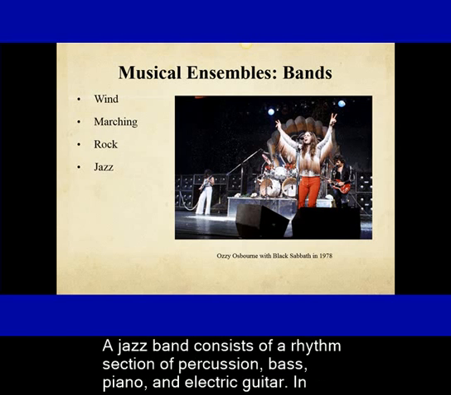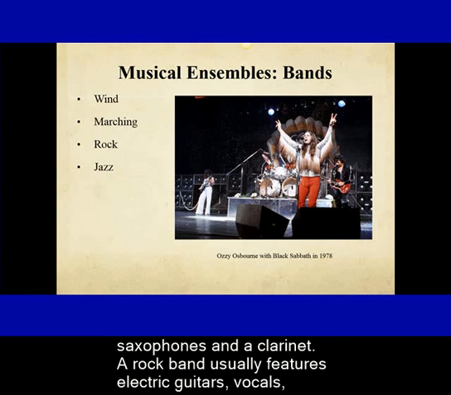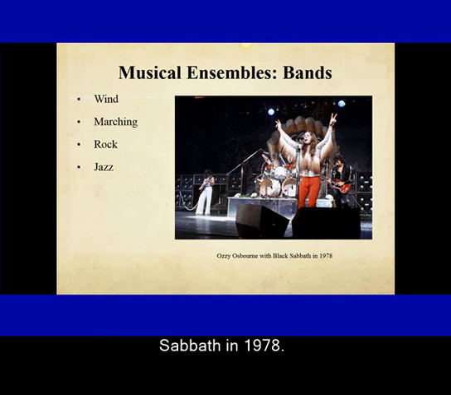A jazz band consists of a rhythm section of percussion, bass, piano, and electric guitar. In addition, a jazz band might include a brass section and a reed section made up of saxophones and a clarinet. A rock band usually features electric guitars, vocals, percussion, and synthesizers. Pictured here is heavy metal artist Ozzy Osbourne with Black Sabbath in 1978.